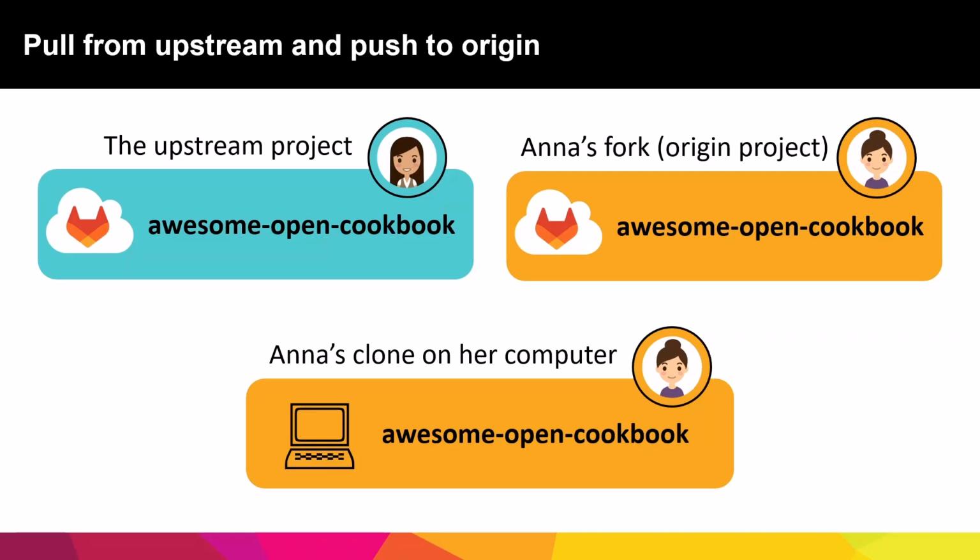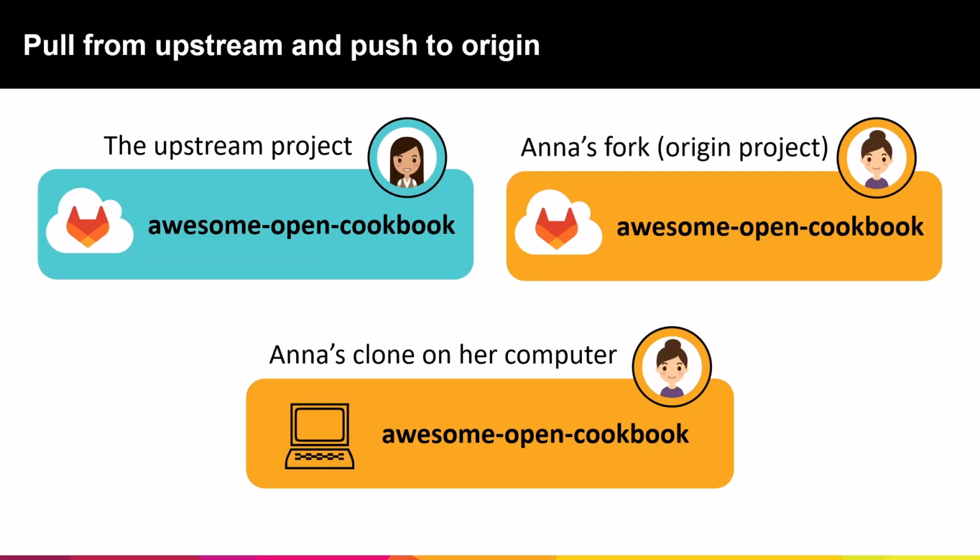So Anna needs to make sure that all of her downstream forks and her copy in her local computer are synced up with the upstream project. That means she wants them to all be up to date and have all the latest changes. In order to do that, she pulls any changes from the upstream repository onto her local computer. Then she pushes those changes back up to her fork of the repository.